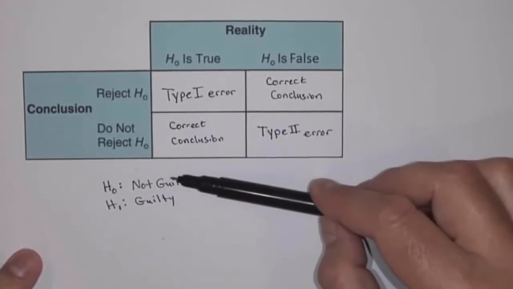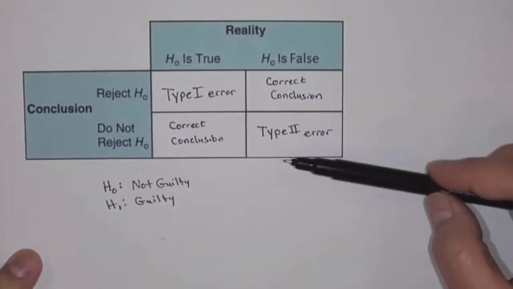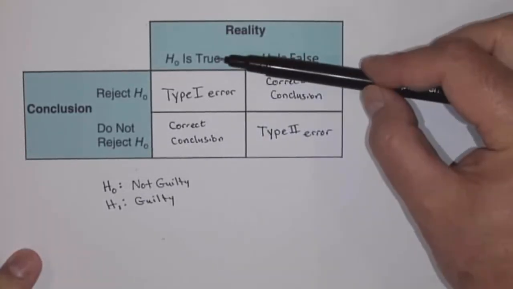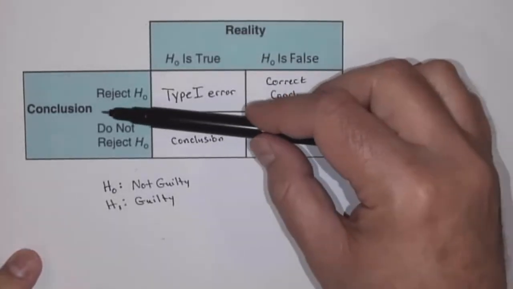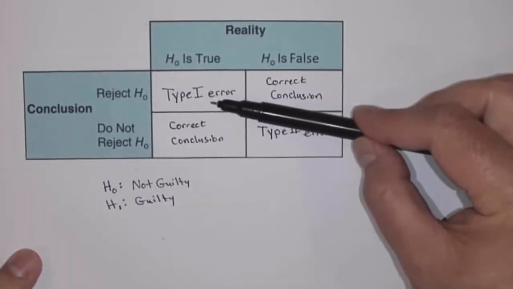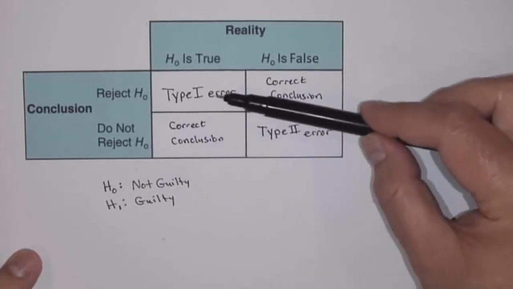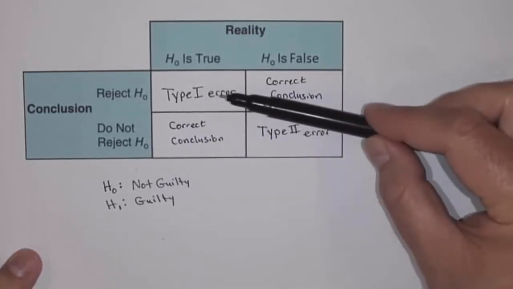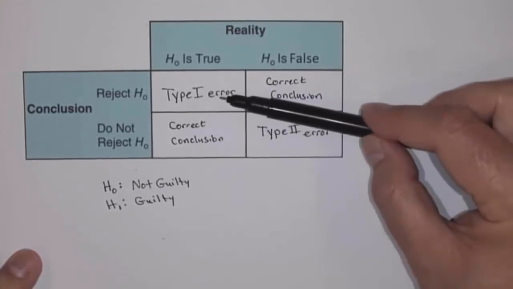So if this is our null hypothesis and this is our alternative hypothesis, think about a type 1 and a type 2 error. If the null hypothesis is actually true, so the person's really not guilty, but at the end of the trial we reject the null hypothesis, we conclude that they're guilty when in fact they're not guilty, that is a type 1 error. So a type 1 error is like convicting an innocent person. We're convicting a person that's not guilty. That is the consequence of a type 1 error.